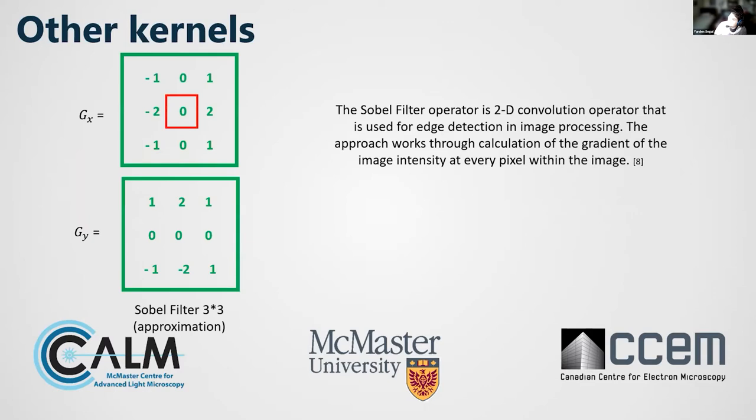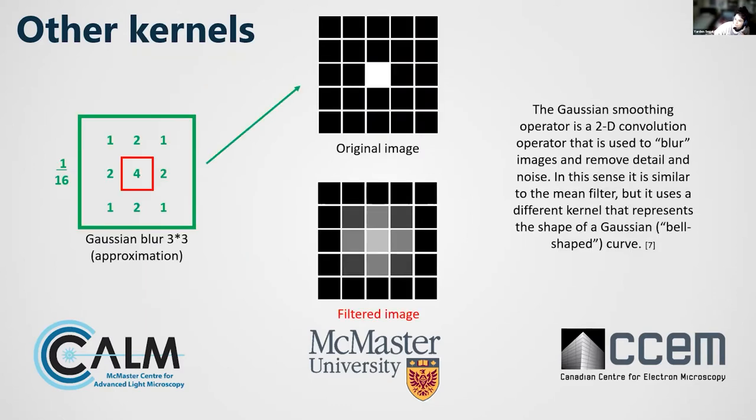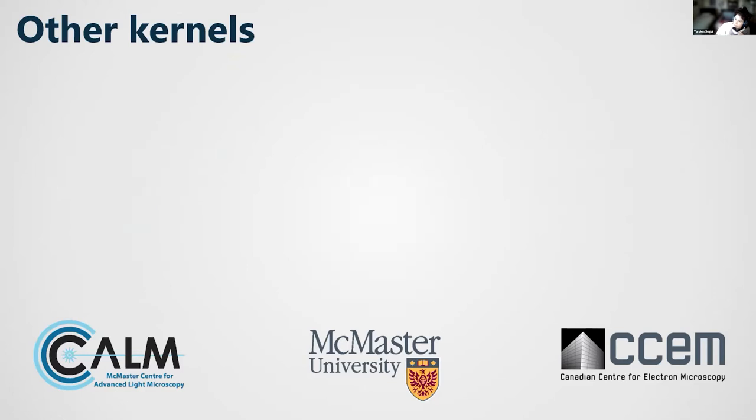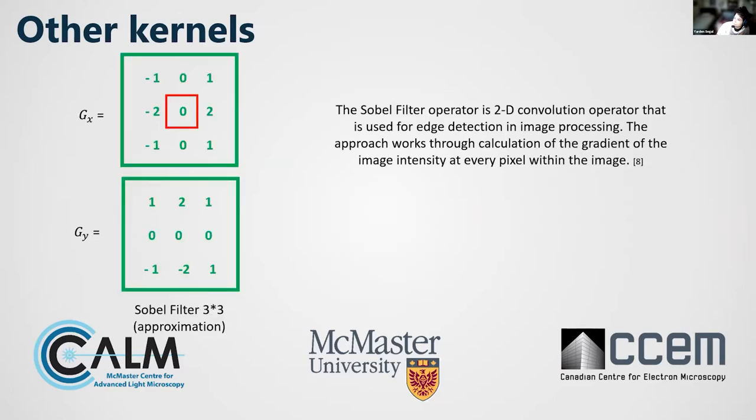Next, we have the Sobel filter, which is actually used for edge detection. You'll notice that it's similar to the Gaussian. If we look back at the Gaussian here, the Sobel is basically doing edge detection while using the Gaussian to implement a little bit of blurring. And it's really useful in finding the gradient.